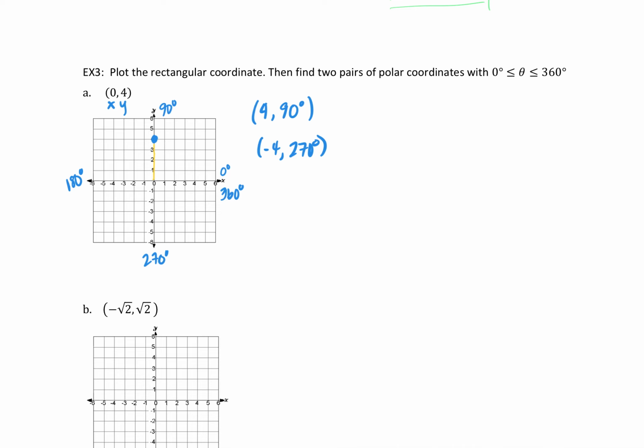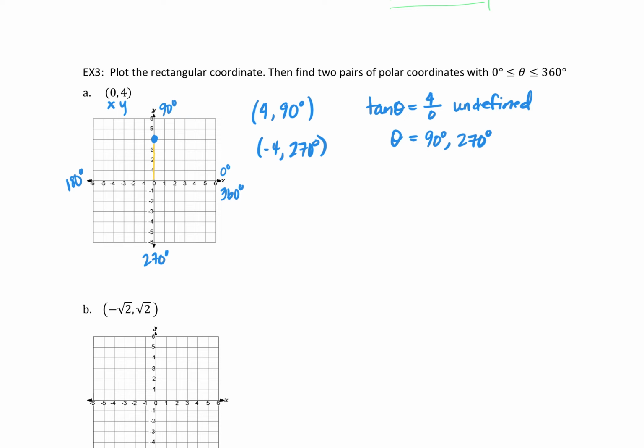If I was going to find my angle, I would use that the tangent of theta is equal to the y value, in this case 4, over the x value, which is 0. And this is undefined. So I have to think, what theta values would make tangent undefined? So tangent is undefined at 90 degrees and at 270 degrees. So those are the two angles that will work. And here I was told that I'm only going to be choosing angles from 0 degrees to 360 degrees.